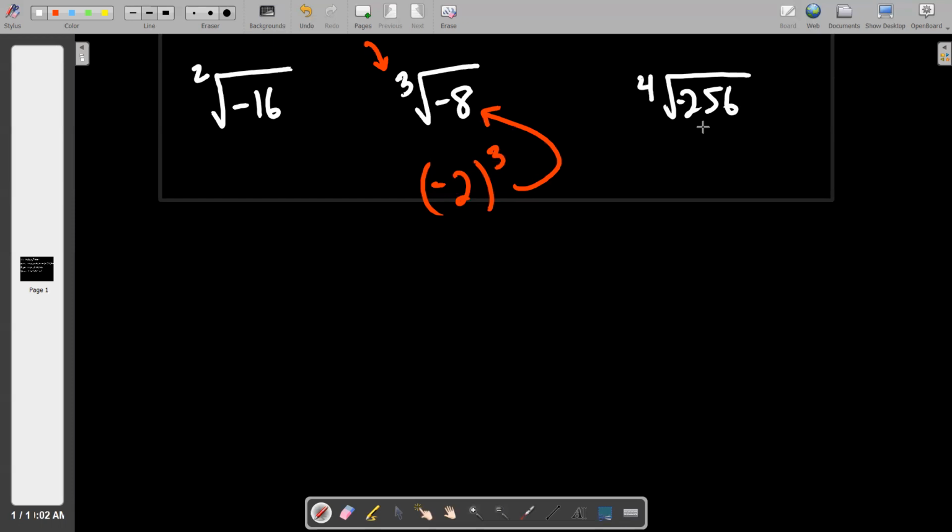Any even index root does not exist in the real numbers if the number inside is negative, because by definition, you literally cannot take any number and raise it to the 4th power and get -256. And being in a high school class, you should agree with that. If you multiply something by itself 4 times, it's always going to come out positive, right? So as we go through the lesson today, bear in mind that you will see negative numbers inside the roots, but only when the index, the flavor of the root, is odd.